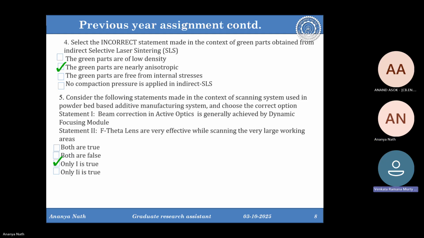No, they are not equivalent. But the F theta lens may be a part of the galvanometer. Yes, maybe. Here the F theta lens is a part of the galvanometer. That's what is in the statement. Yeah, so galvanometer doesn't include F theta lens.